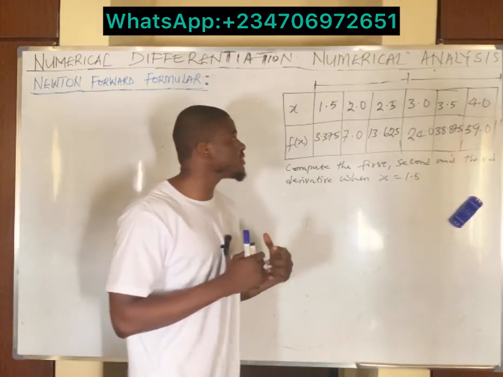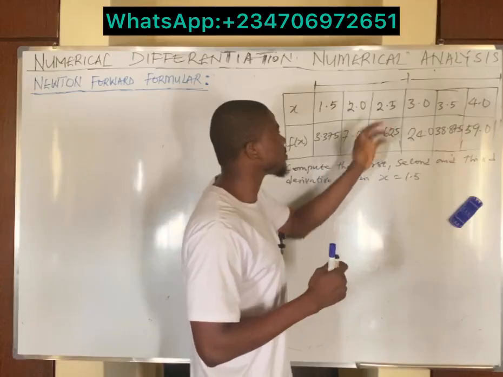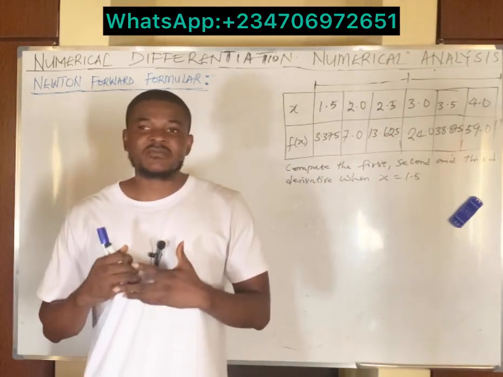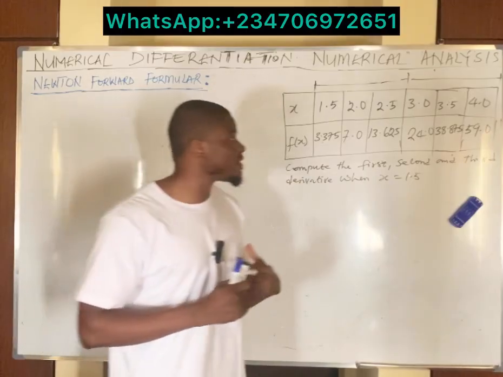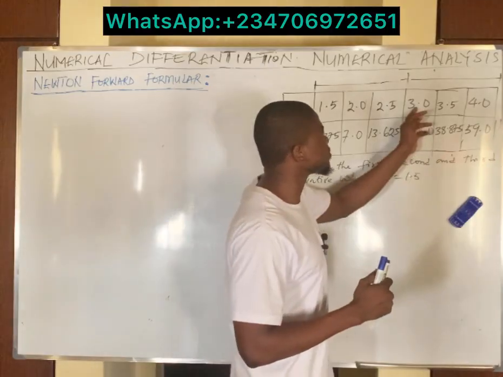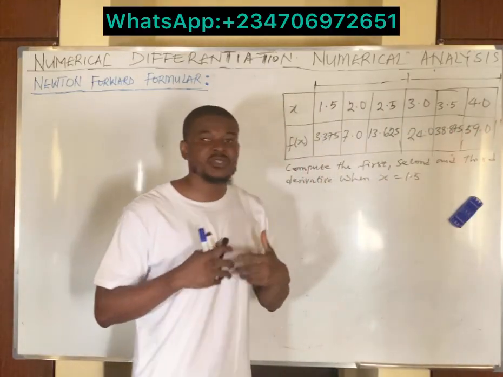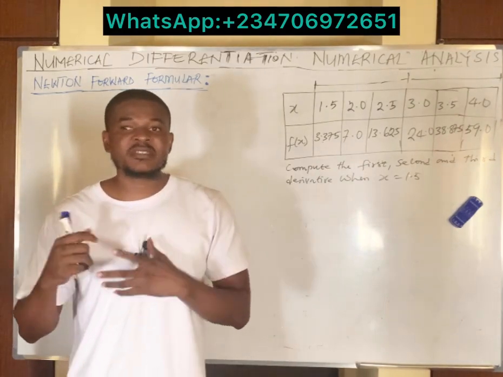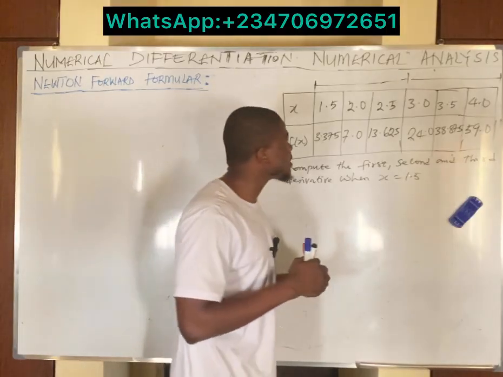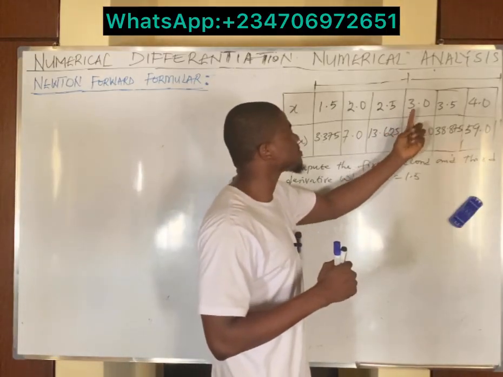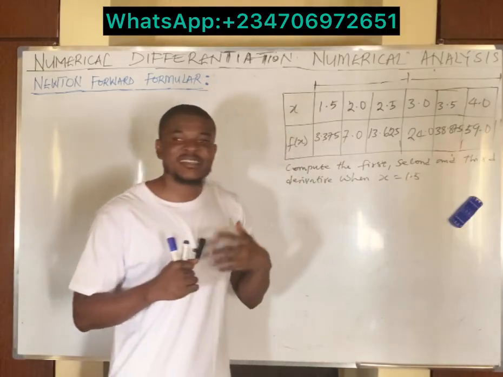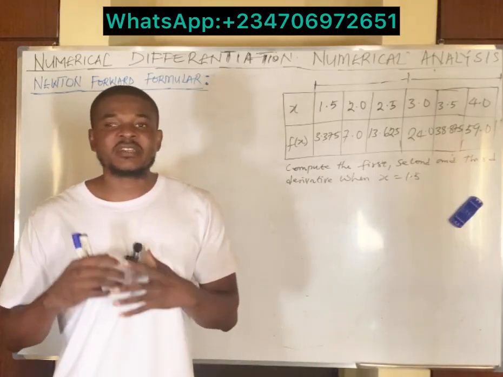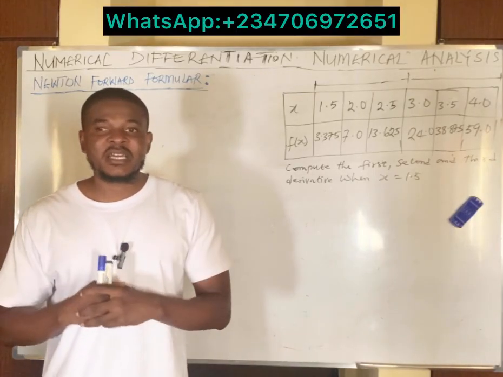So this simply means if a value falls between 1.5 and 2.5, we are going to be using the Newton's forward formula to solve that problem. Again, if a value of x falls between 3.0 and 4.0, it means we are going to be using the Newton's backward formula to approximate that derivative. But any value that falls between 2.5 and 3.0 is said to occur at the center of the table. In that case, we'll simply use the Newton's central difference formula to approximate that derivative.